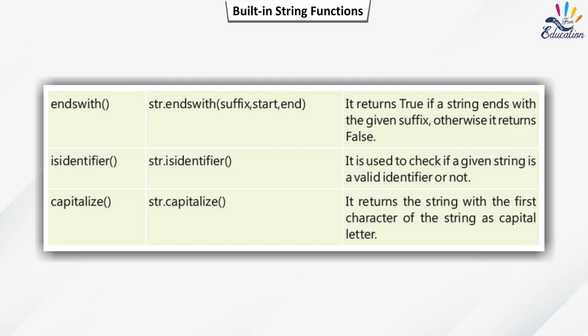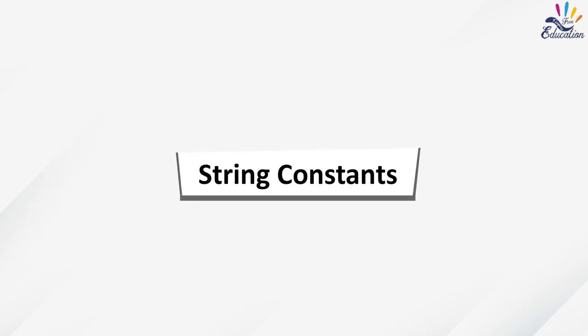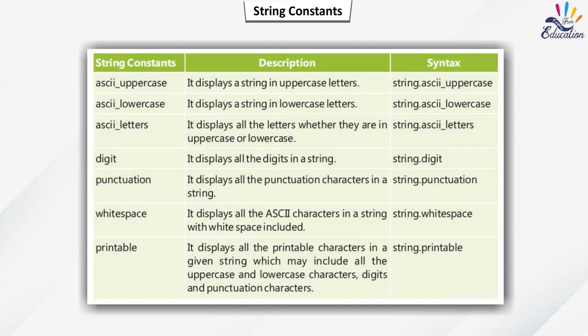Isidentifier. str.isidentifier. It is used to check if a given string is a valid identifier or not. Capitalize. str.capitalize. It returns the string with the first character of the string as a capital letter. String constants. Description. Syntax.